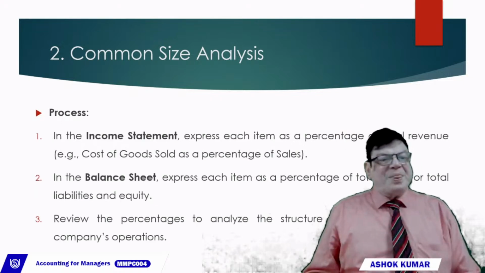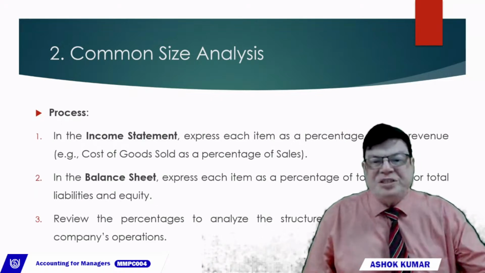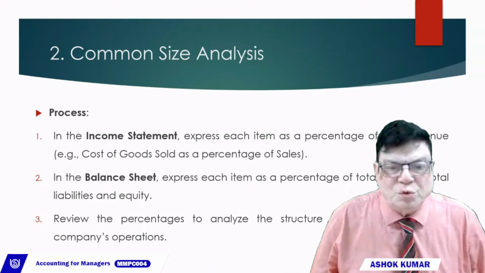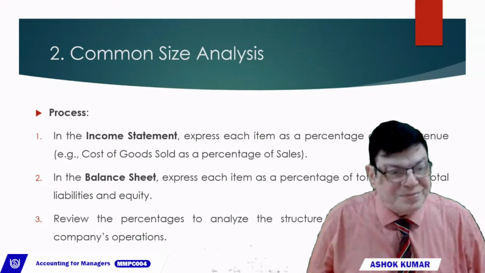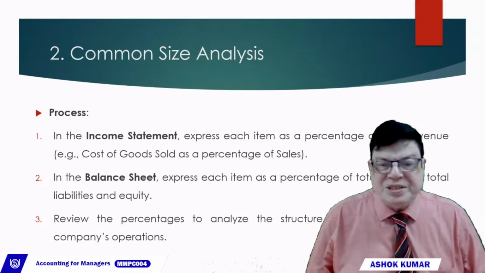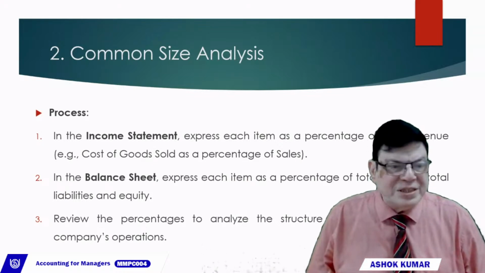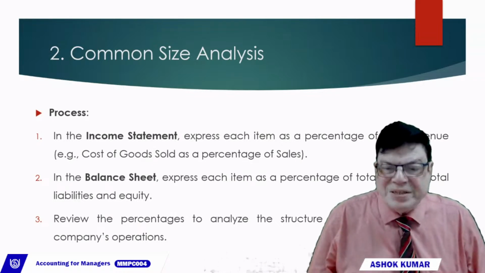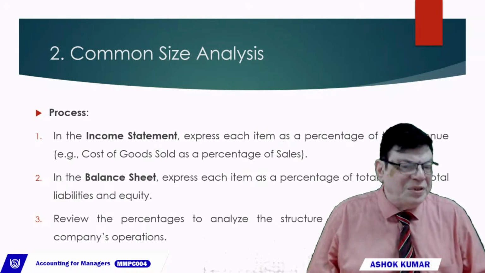Then process. In the income statement, express each item as a percentage of total revenue, that is cost of goods sold as a percentage of sales. In the balance sheet, express each item as a percentage of total assets or total liabilities and equity. Review the percentages to analyze the structure and efficiency of the company's operations.